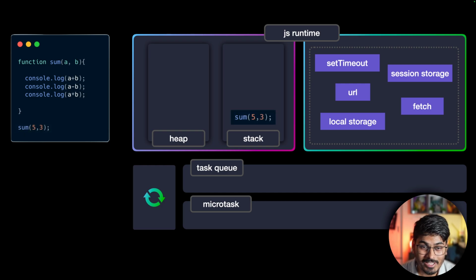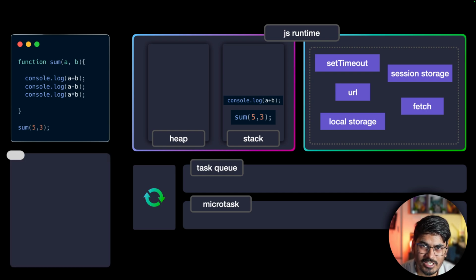First of all, we will carry out the function itself in the stack, and then the stack data structure will be used to include other functions like console.log of a plus b, a minus b, a into b. And all of these functions will be used in such a way that it will follow last in, first out, which means whoever is pushed last will be popped first from the stack. So here you can see we pushed sum of 5, 3, the function itself, first, and then the function console.log of 5 plus 3, which is a plus b, the parameters. And this function will be executed immediately because it's not an async function. We'll look into async functions later. But this will produce an output of 8.